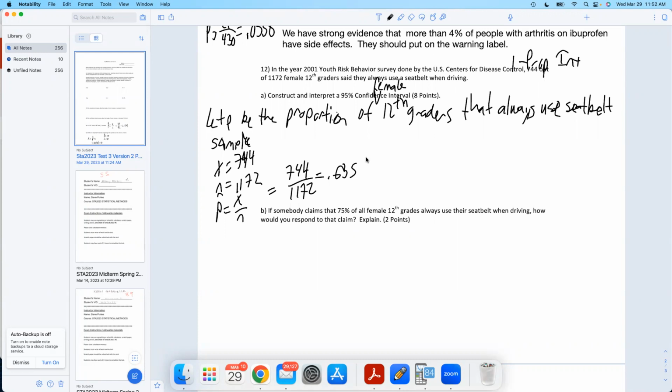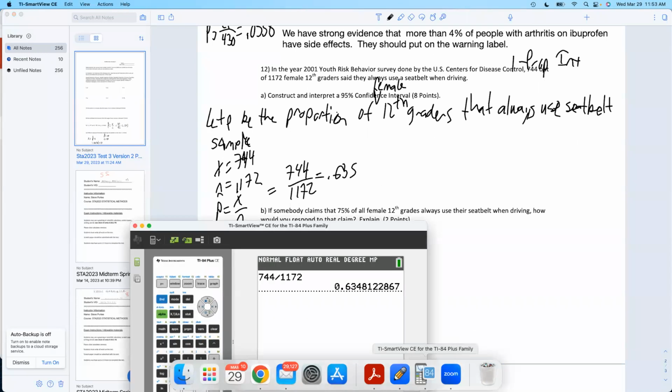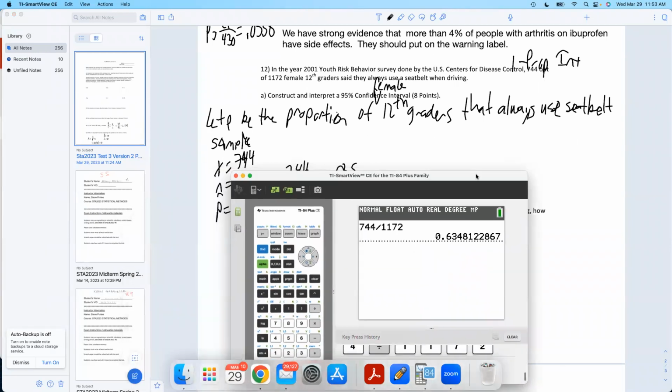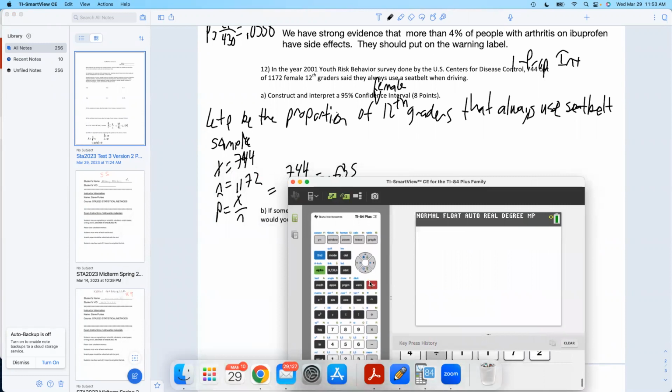All right, now the calculator is going to do all the work for us. Back when I first started teaching this class, I used to make students do these by hand. Like find the standard error, find the appropriate Z star from a table, and then find your margin of error. Like we used to go through all that. And that's fine if you want to. But you got this button on the calculator that's going to do it for you. So why go through all the work doing it by hand?